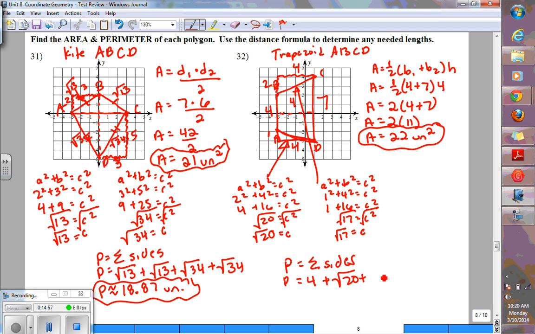We have a 7 side. We have a radical 17 sides. When we punch that in our calculator, our perimeter is approximately 19.56 units.